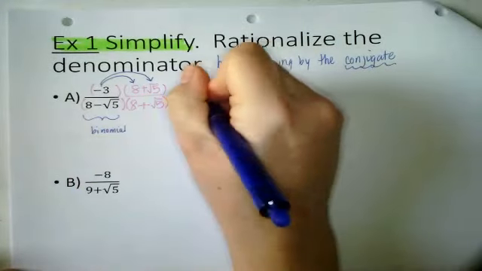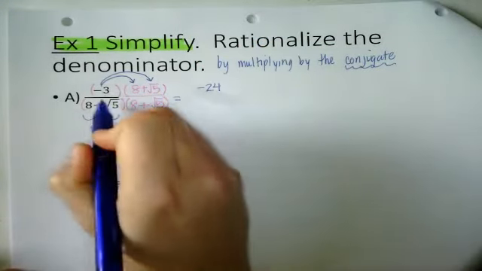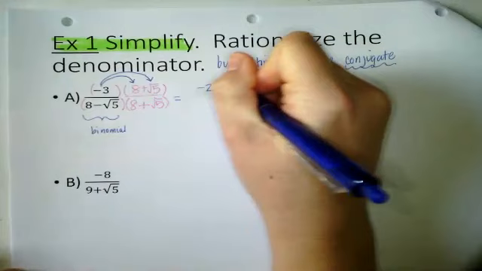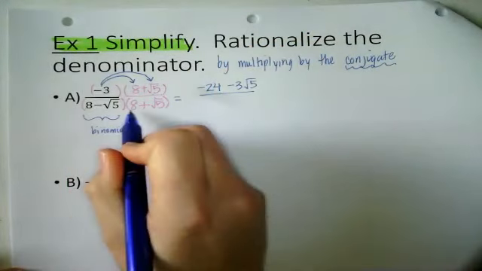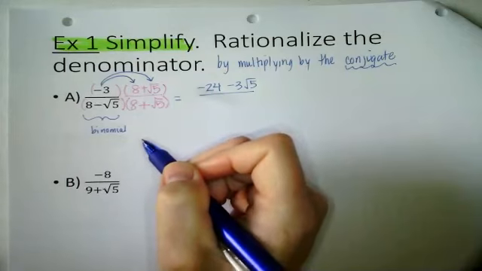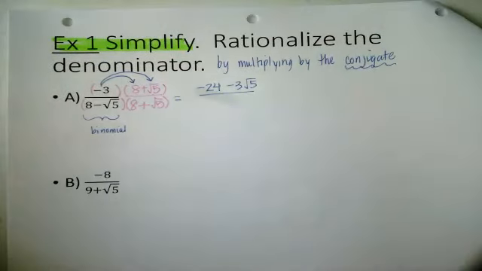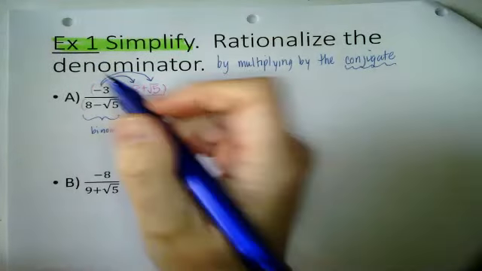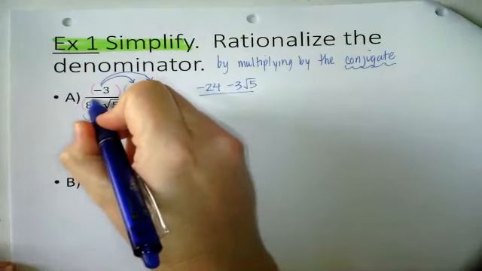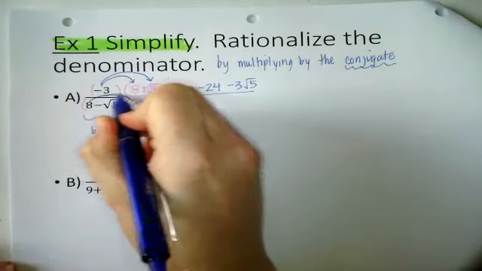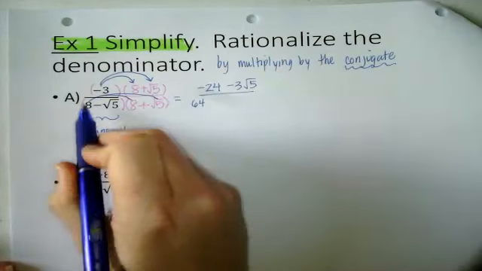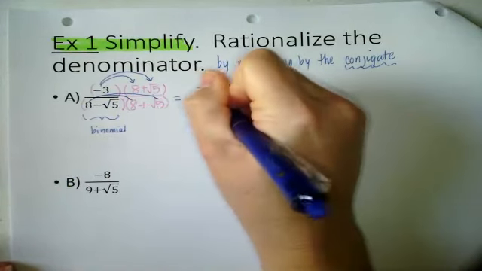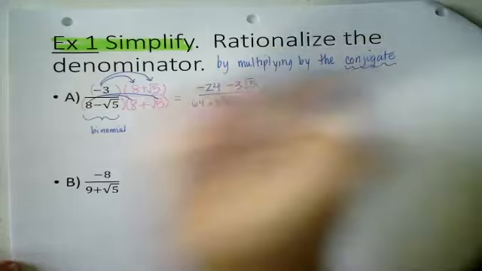Negative 3 times 8 is negative 24. Negative 3 times radical 5 is negative 3 radical 5. The denominator, I have to FOIL very, very carefully. So I'm going to go ahead and distribute this 8. So 8 times 8 is 64. And 8 times radical 5 is positive 8 radical 5.